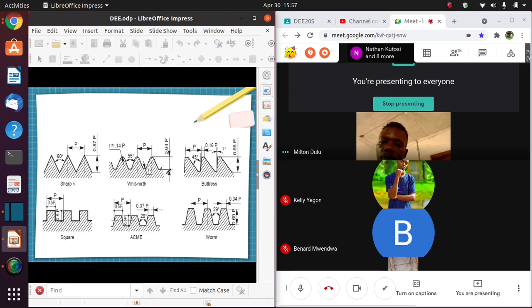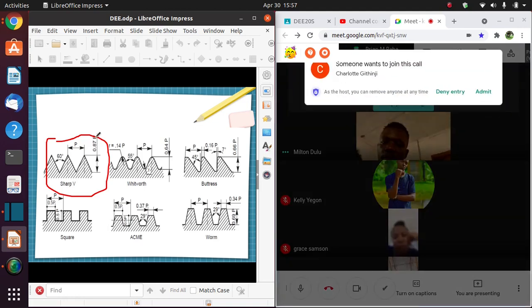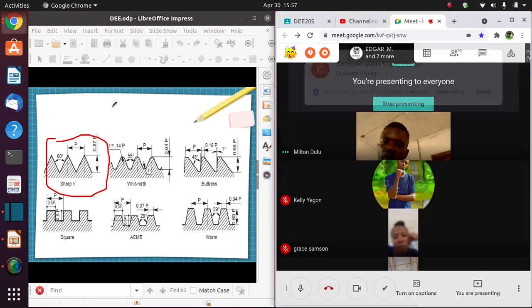This is a diagram that shows some of those types of threads. Here are the metric threads, the ones that we are used to seeing. The thread angle is 60. This is the pitch, the distance between two successive threads. Now, the depth of the thread, in this case, is usually given by 0.87 times the pitch. These are usually calculated. Okay.